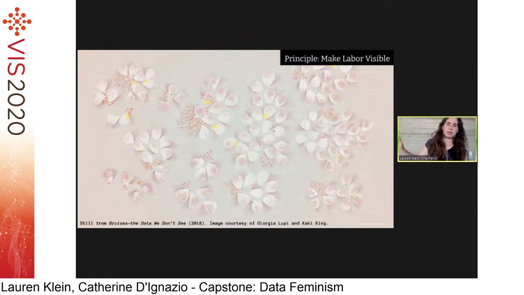And this actually relates to another principle from the book about making labor visible, which is actually just a feminist move because of just how much work women and non-binary people do that is invisible and uncompensated and so on. We can talk more about this later. But I just wanted to make clear the point that just because data is missing, it doesn't mean that it can't be visualized.